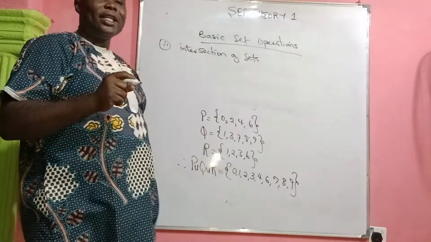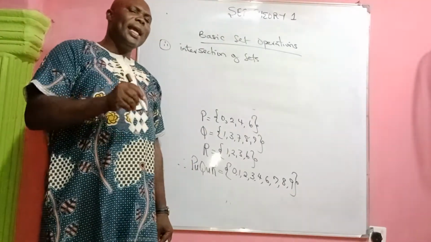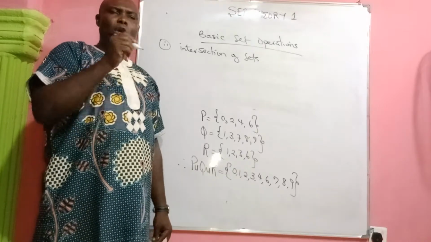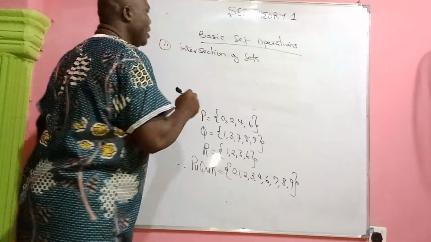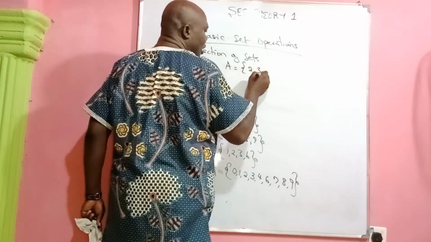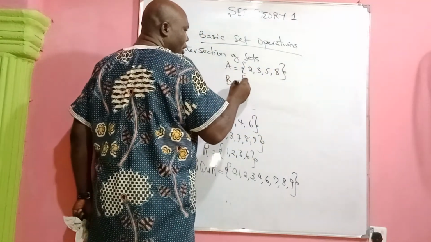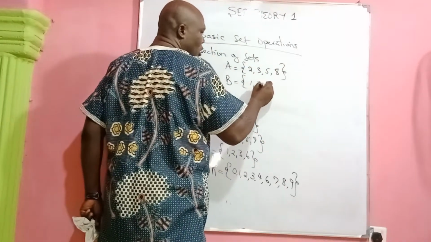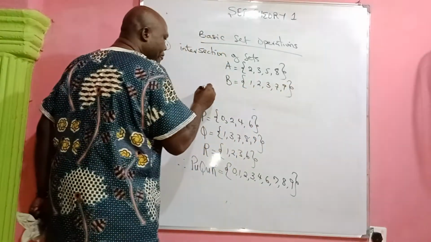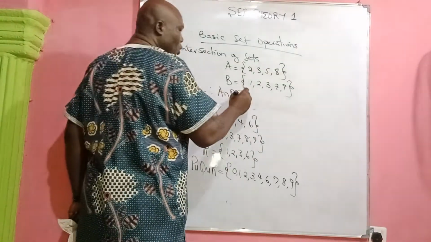Now, the intersection of two sets A and B is another set A intersection B, which contains only those elements that are common in both sets A and B. Say, for instance, you have a set A giving us 2, 3, 5, and 8. Then you have another set B giving us 1, 2, 3, 7, and 9. Therefore, A intersection B, the small n here denotes intersection.